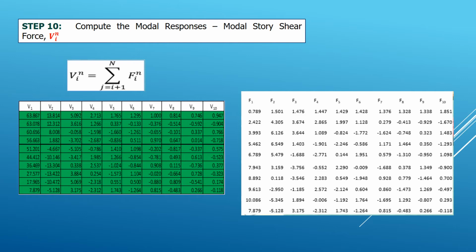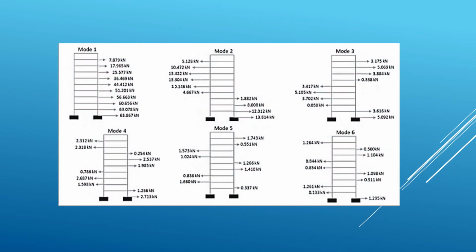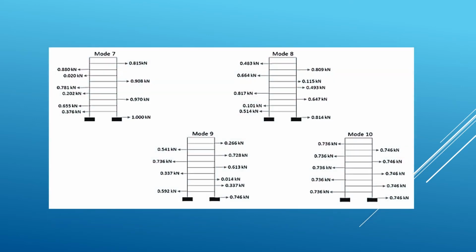Kahit maliit si modal lateral force, naging malaki naman si modal story shear force. So, ito yung magiging figure ng every mode. Sa baba, mag-una ng shear force dahil wala namang shear sa taas. So, ito pa.